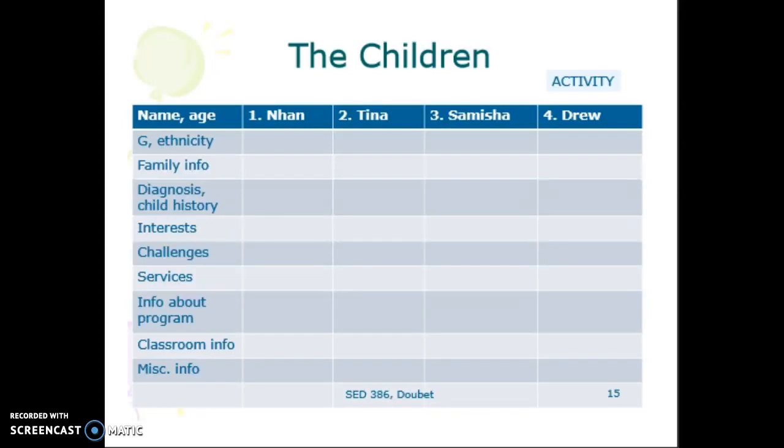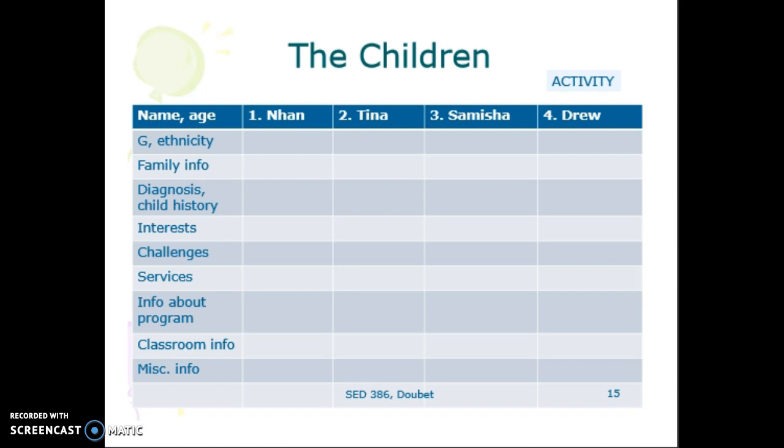Your textbook authors have chosen 4 children to use all the way throughout the text as children whose case studies you can follow to apply what you've been reading about and practice the strategies. I have a slide here showing you the names of the 4 kids, Nan, Tina, Samisha, and Drew, along the top, and along the left side are different pieces of information about the kids.